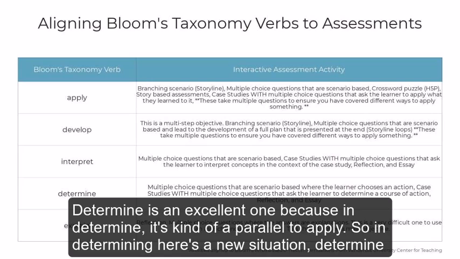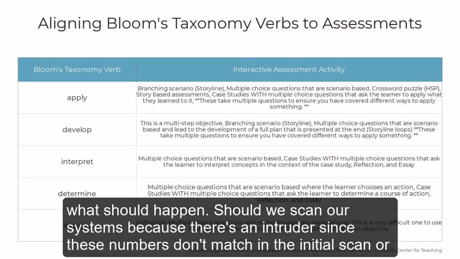Determine is an excellent one because in determine, it's kind of a parallel to apply. So in determining, here's a new situation, determine what should happen.